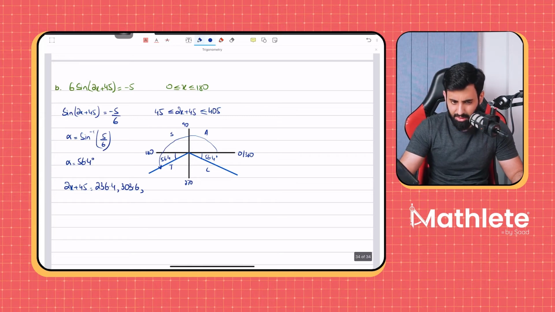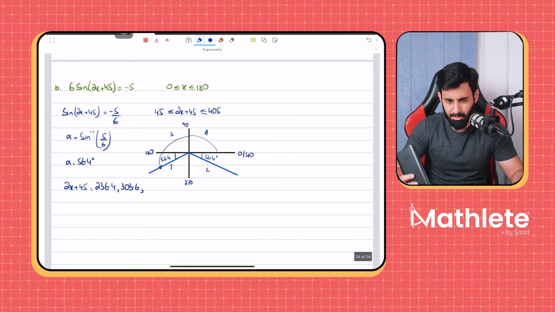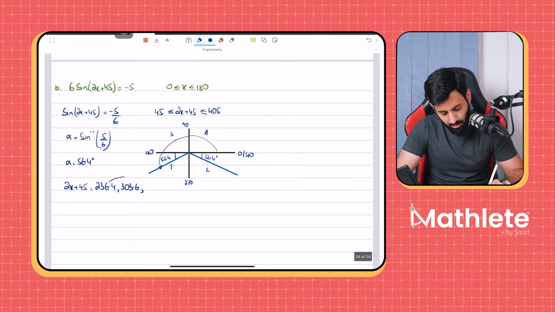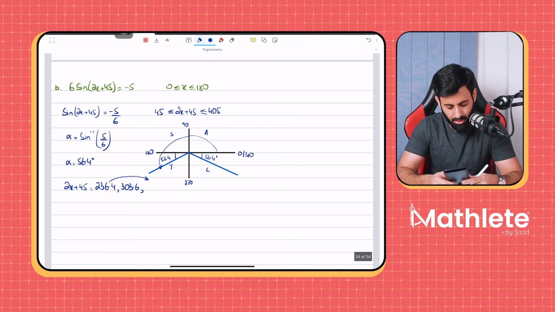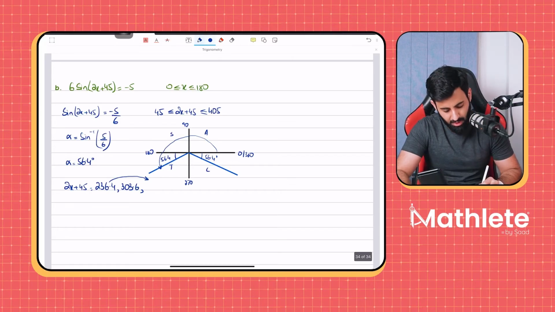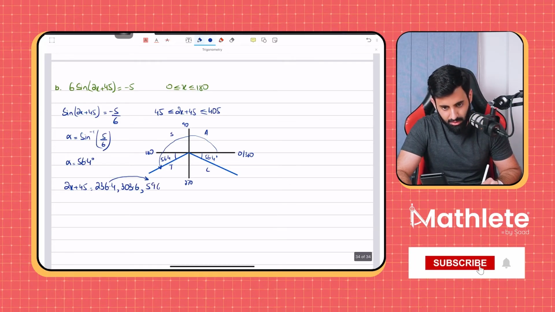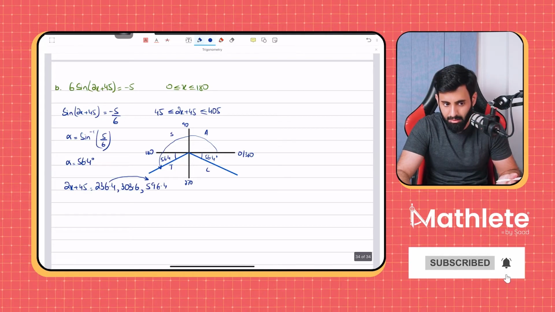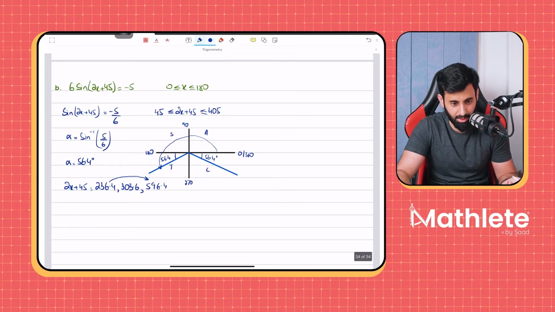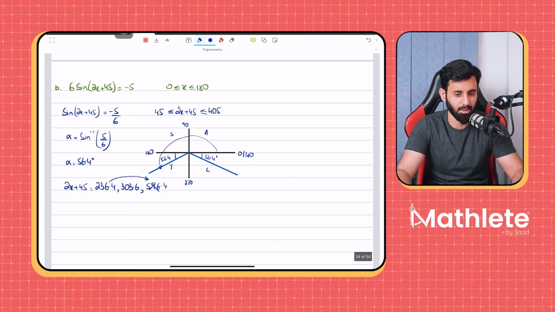Now, because our range allows us to go slightly beyond the first cycle, what are we going to do? We're going to add 360 and see what we get. If I add 360 to the first value, 236.4 plus 360, we get 596.4. Now that I see it's outside the range, all I've got to do is cross it out. Okay? That's it. No big deal.